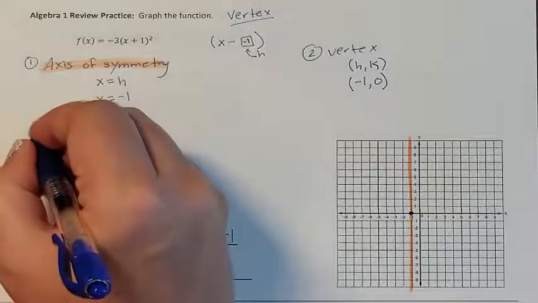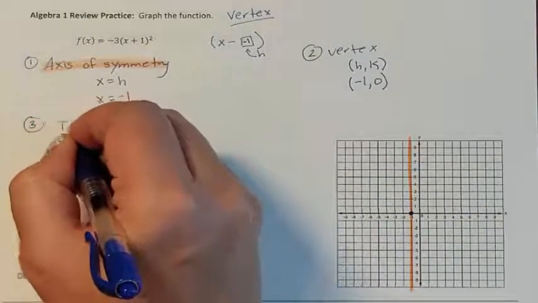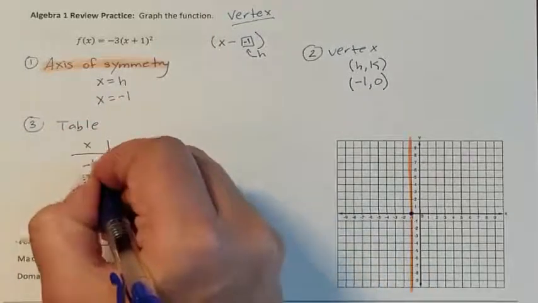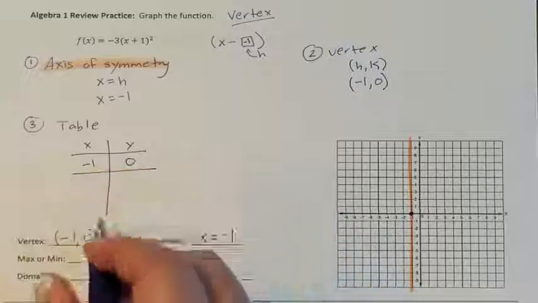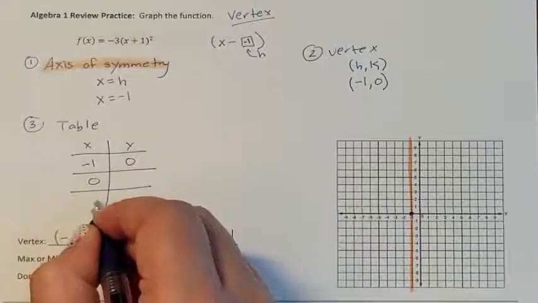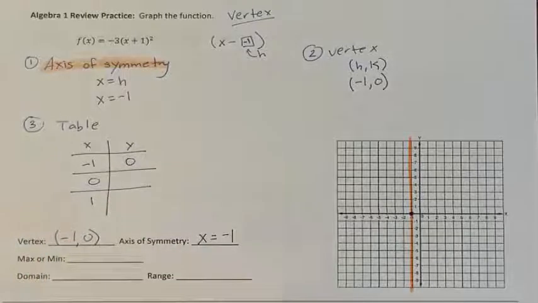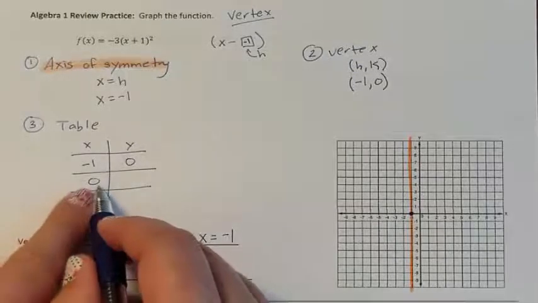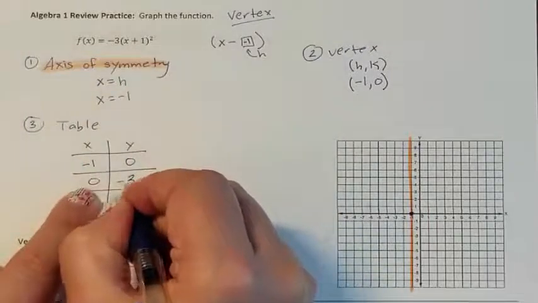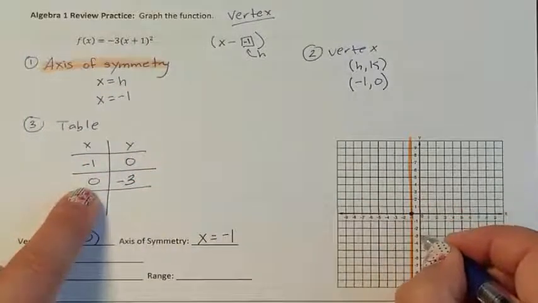The next step in Algebra 1 was to make the xy table to find the other points. We always start at our vertex. Here's negative 1, 0. So the next in the table over would have been 0, and the next would have been 1. So I am at 0. If I plug 0 into this equation, I would have gotten negative 3. So here is 0 and negative 3.